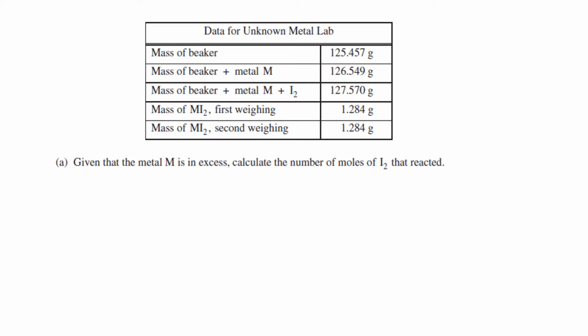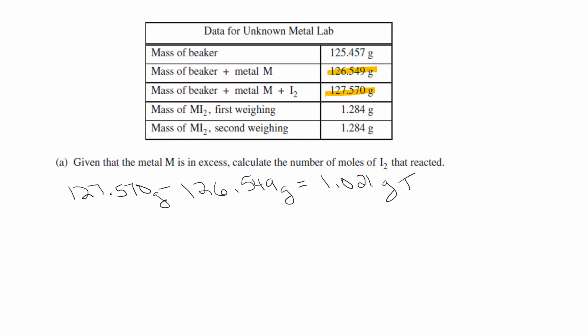So let's tackle question A. I know that metal M is in excess. I want to know how many moles of iodine reacted. If you look up here on this data table, this mass right here is all three things: the beaker, the metal, and the iodine. This mass right here is everything excluding the iodine. So if I want to figure out the mass of the iodine, I'm going to take that higher mass, 127.570, and subtract from it the mass of just the beaker and the metal, which is 126.549 grams. Both of those are grams. And when you do that, you should get 1.021 grams of your iodine.